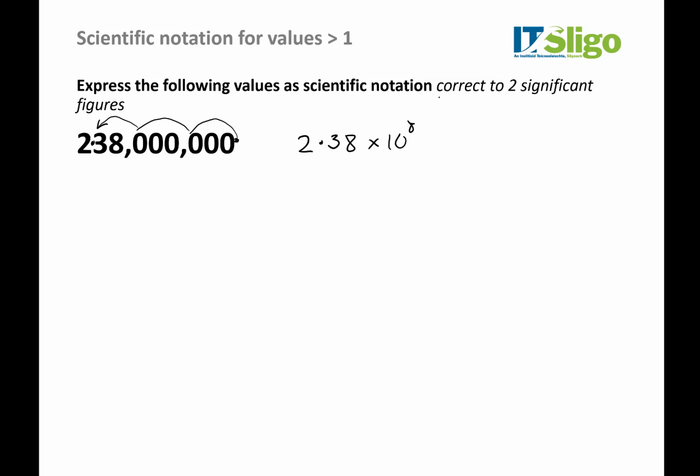Finally now though, it says we also want to write the value correct to two significant figures. So significant figures, guys, only apply to the number part. That's what we apply significant figures to. So we want to give this value correct to two significant figures. My first significant figure is the 2. We look over, and that means we round up. So my answer correct to two significant figures is 2.4 by 10 to the power of 8.